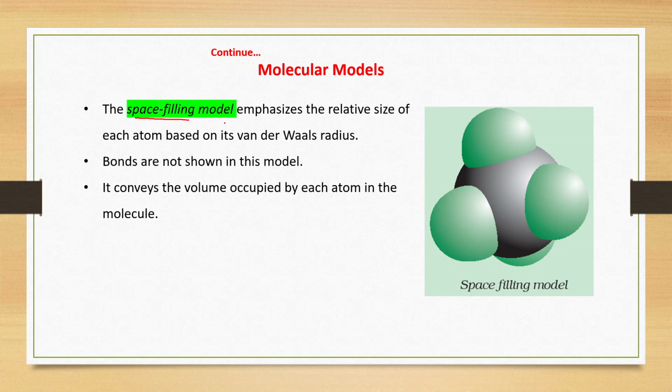The space filling model emphasizes the relative size of each atom based on its van der Waals radius. In this model, bonds are not shown. Only the atoms are shown. It conveys the volume occupied by each atom in the molecule. See again, this is methane. This is the carbon, and 1, 2, 3, and this one is 4. These spheres represent the hydrogen. This is the space filling model.